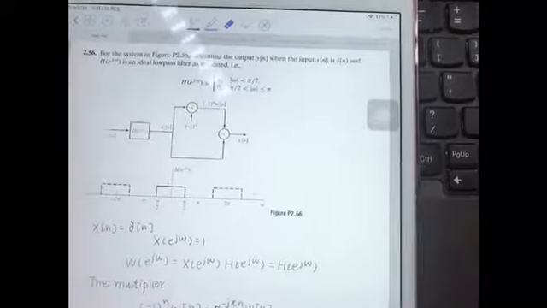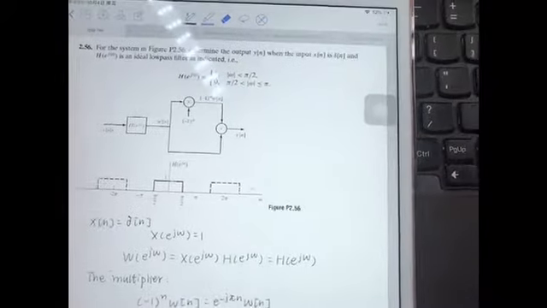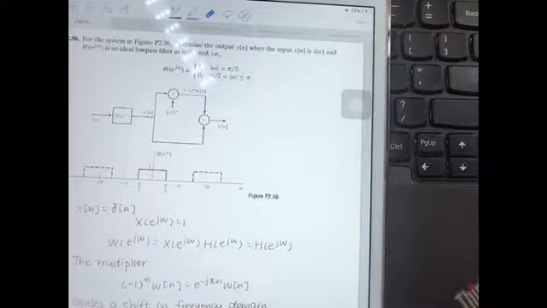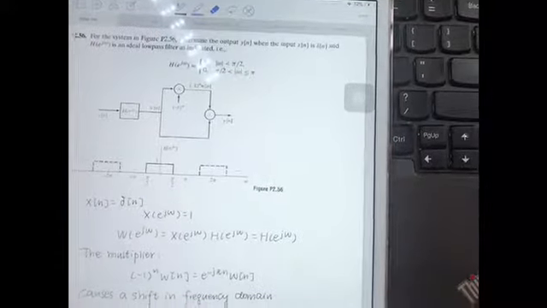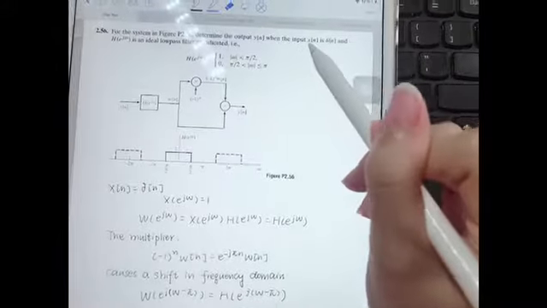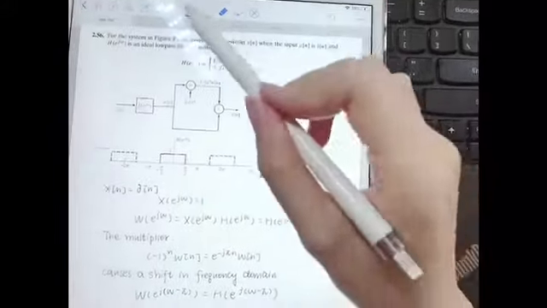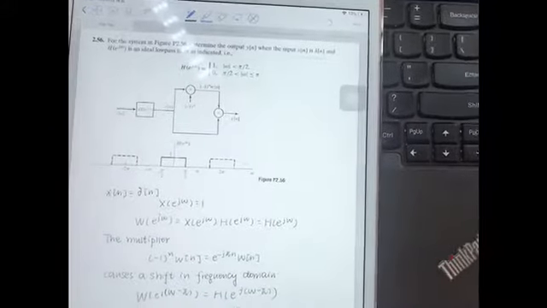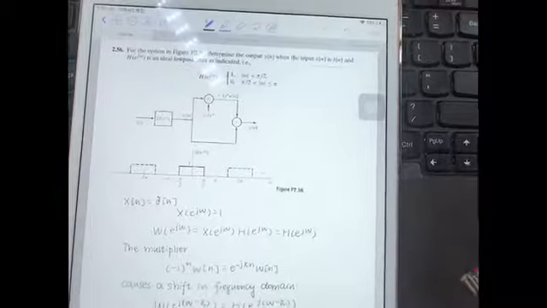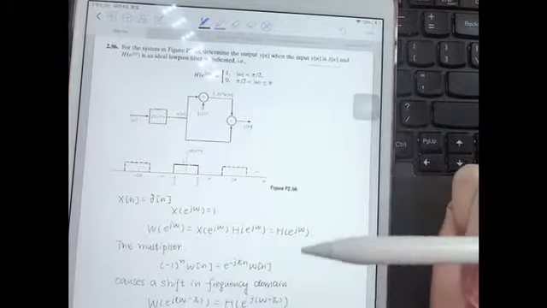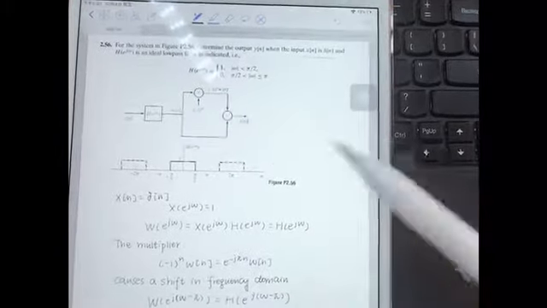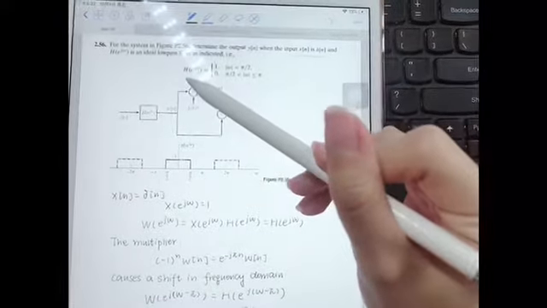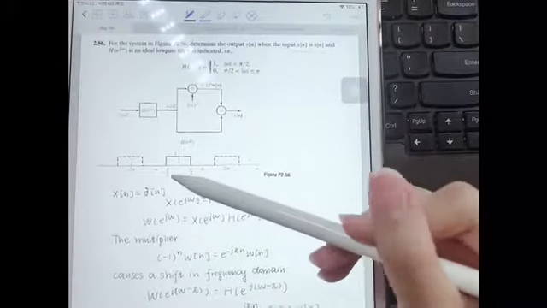First, we have a look at the question. In the question, it asks us to determine the output y[n] when the input is x[n] equals delta[n], and the system function is H(e^jω). It says it's a low pass filter, as indicated. It gives out the expression and the graph.